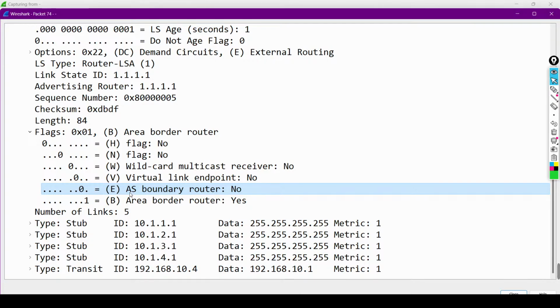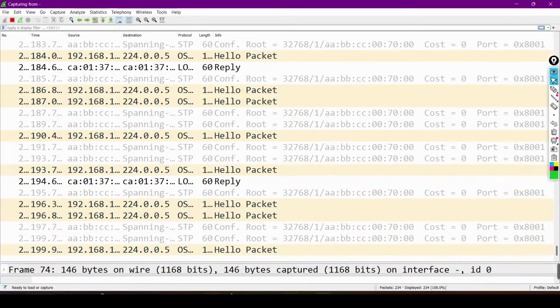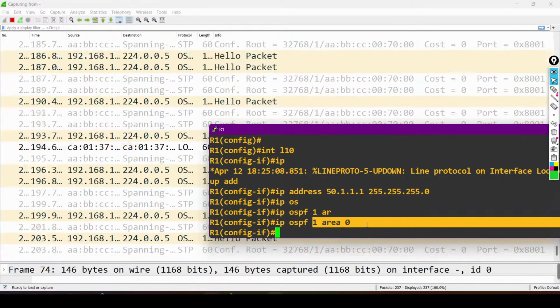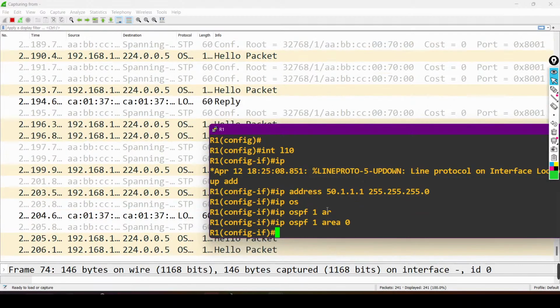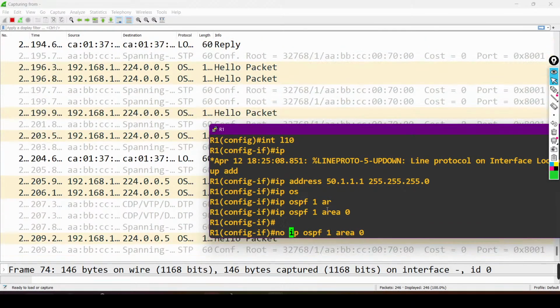Now tell me why this router is saying that I am ABR, because I have advertised the loopback in area 0, I think. See here. Yes or no? So that's why router 1 is saying I am ABR. So let me remove it.